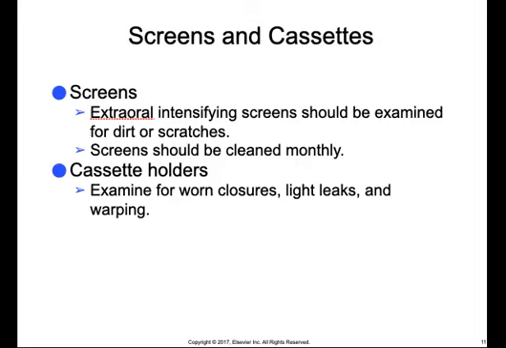A commercially available cleaner should be the only type of cleaner used on the screens, and an anti-static solution should be applied to the screens after they have been cleaned.